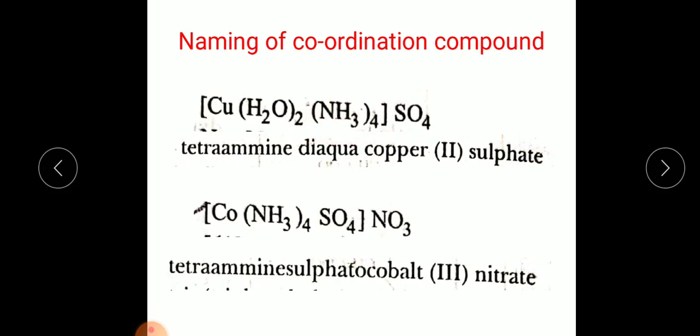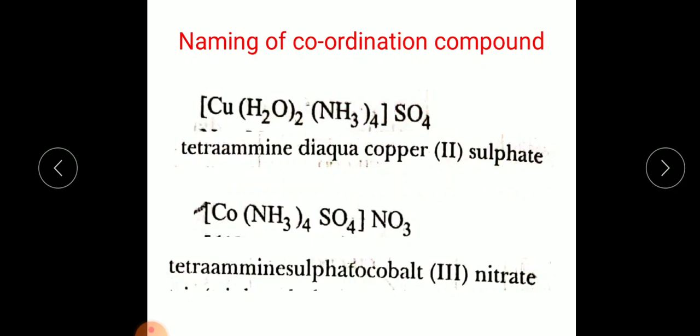So both start with A, so we'll follow the alphabetical order to decide which we write first. Aqua, AQ; this is ammine, AM. So ammine will come first. And since here we have 4, the name will be tetra: tetraammine. And here we have aqua as 2, so diaqua. This metal is copper, and the valency is 2. Why? Because SO4 is 2 minus, so the overall charge will be 2 plus, and since the ligands are neutral, 2 plus will be the charge for this copper, so copper(II) sulfate. So this is the IUPAC name for this compound.